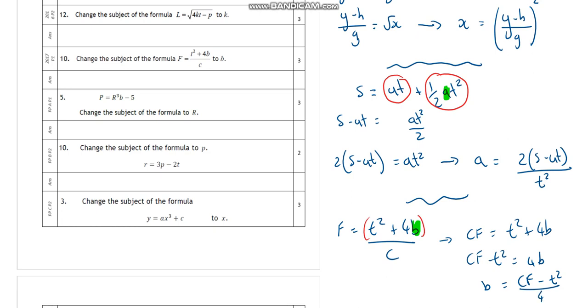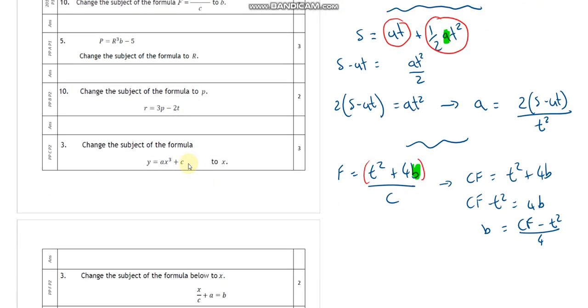So again with this one, you're watching out for your invisible bracket. You're timesing by c, because that's a divide. You're adding these two together. So to get rid of t squared, I'll take away t squared, and then I'm going to divide both sides by 4, because that's 4 times b. And then I've just flipped it around so the b's on this side. Nice. I think I'll do one more and then we'll call that.